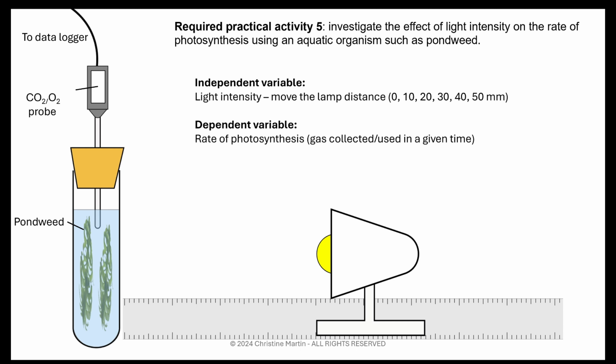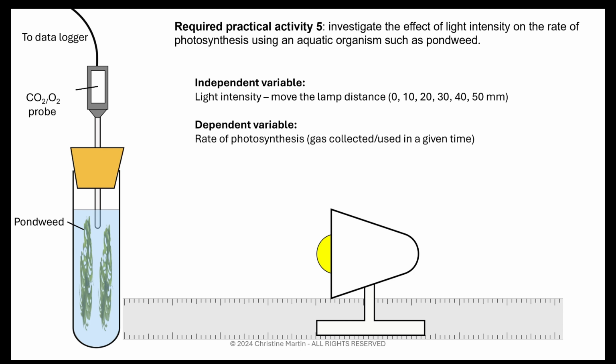So how are you going to measure the rate of photosynthesis? It's important that you note that the rate of photosynthesis is either going to be the gas collected over a given time, i.e. the gas collected would be oxygen, because that is a product of photosynthesis, or you could do it based on the gas that's being used. How much is the carbon dioxide being used by the pondweed in a given time? So key thing to note, when it's rate, we always want to talk about that collection or how much of it's being used in a given time.